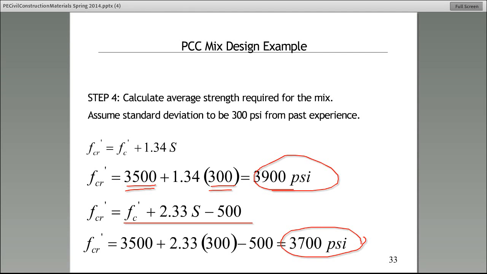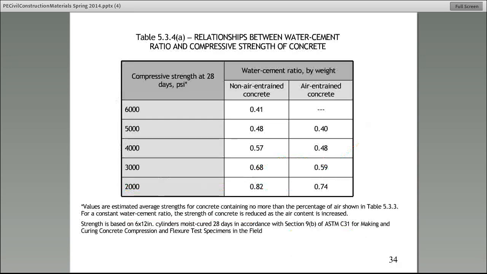So which one, guys, which one controls? The largest one. All right, so you calculate both of these and the largest controls. So in this case, even though Elizabeth or Joe used 3,500 psi in their design of the beam, when they order the concrete, they need to order concrete that's 3,900 psi. All right, so that's what we have to do the mix design for.